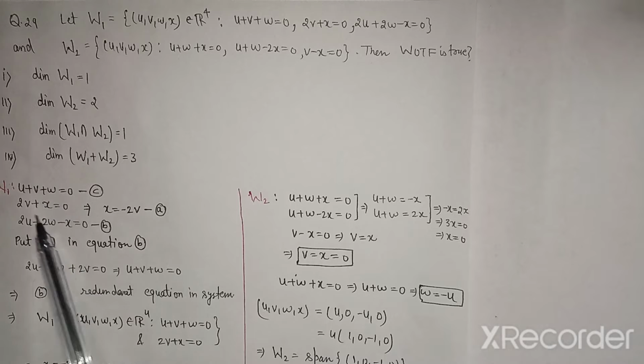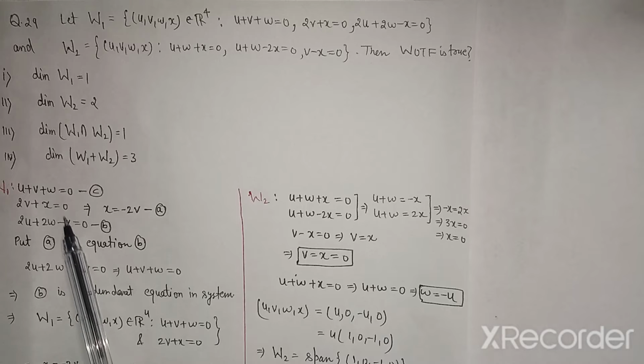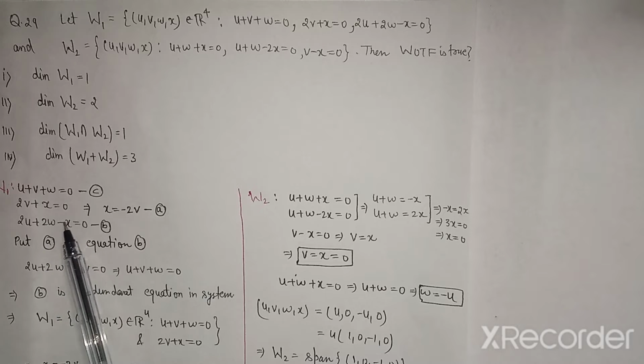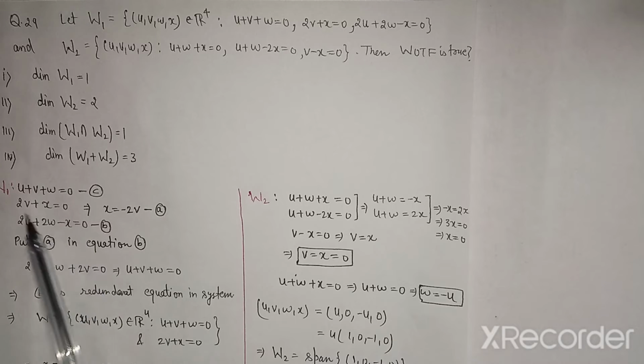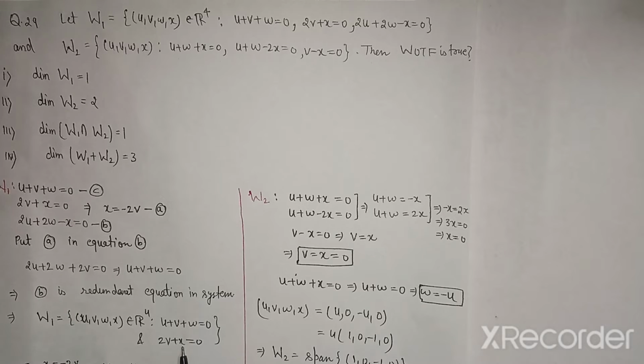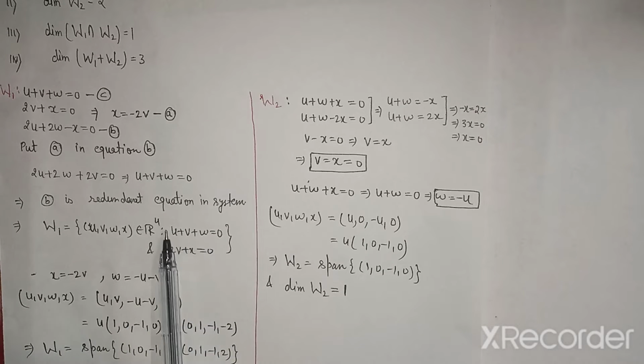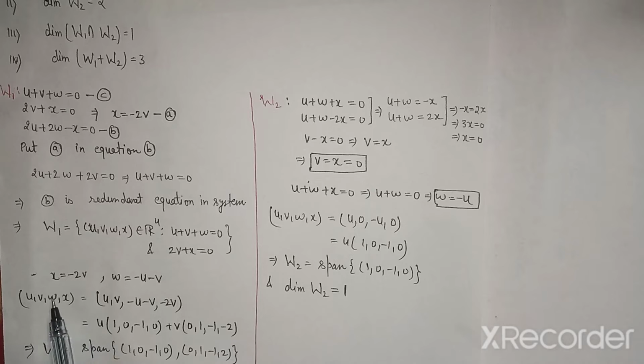This implies the third condition is a redundant condition. We can derive the third condition with the help of the first and second, so we can directly eliminate it. It does not affect the dimension of W1. So W1 contains all those vectors which satisfy the first and second conditions. From here I get x is equal to minus 2u, and from here I get w is equal to minus u minus v.